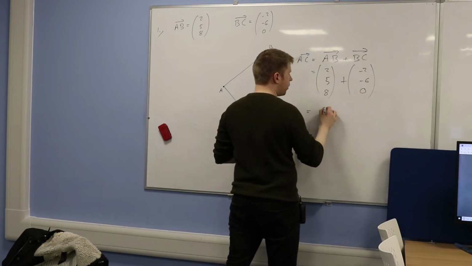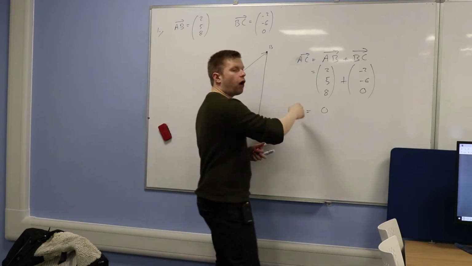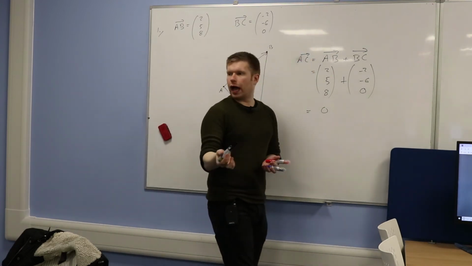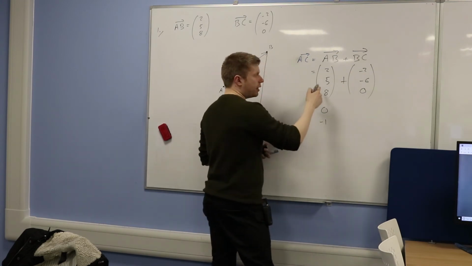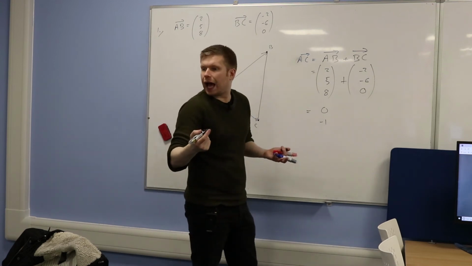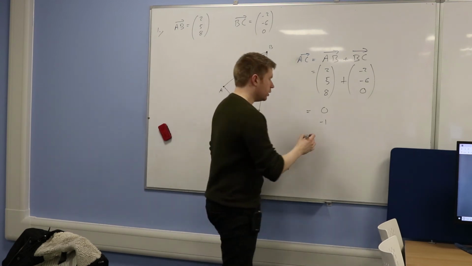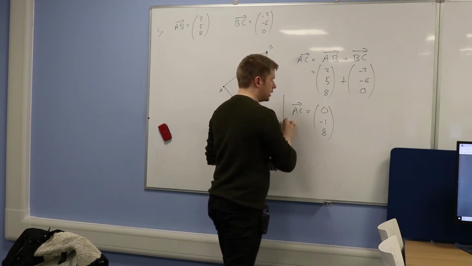So yes, I've moved 0 in the i direction. How much have I moved in total in the j direction? If I move 5 up and then 6 down, how much have I moved in total? -1. Yeah, 1 down. And then if I move 8 in the k direction, so 8 forwards, and then 0 more forwards, how far have I moved forwards? 8. That there is the vector A to C.